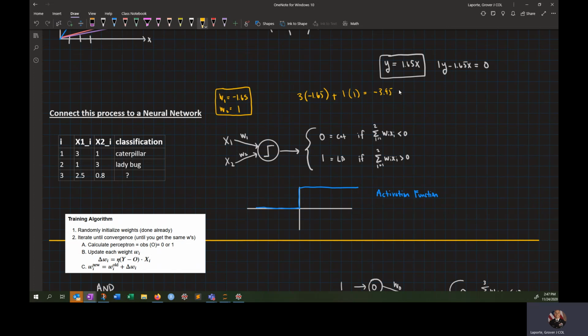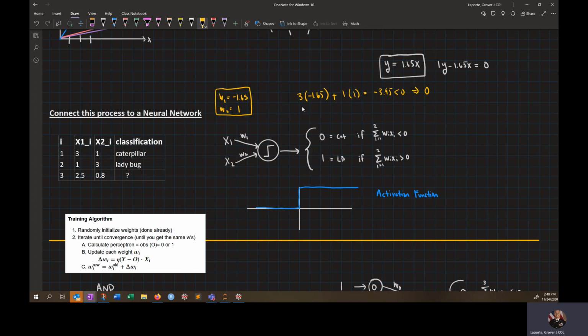Because this number is less than 0, we report a 0. That's what this activation function does, and we'll talk about different activation functions later on. This one is called the Heaviside function, so it's not terribly difficult. You do this multiplication, and if you're less than 0, report a 0. If you're greater than 0, you report a 1. No problem there. So let's find out what happens when we put the other one in.